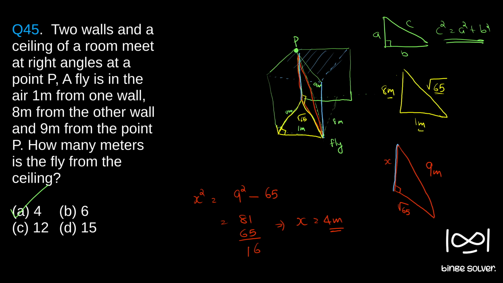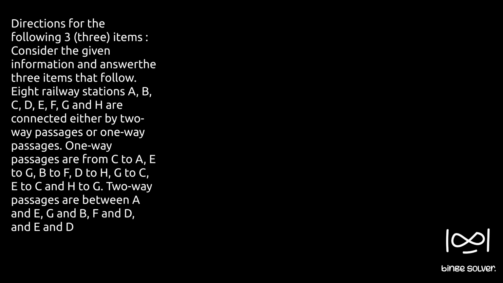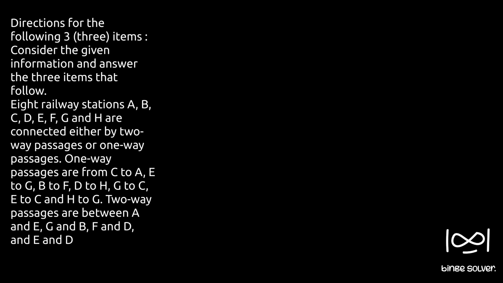Next question 46. Direction for the following 3 items. Consider the given information and answer the 3 items that follow. 8 railway stations A, B, C, D, E, F, G and H are connected either by two-way passages or one-way passages. One-way passages are from C to A, E to G, B to F, D to H, G to C and E to C, and H to G. Two-way passages are between A and E, G and B, F and D, and E and D. So this is the given information. We will just make a drawing that will help us to solve the questions faster.